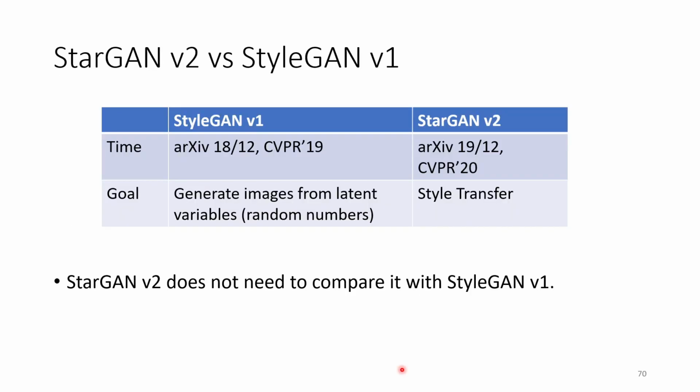And in the comparison of StarGAN v2 and StyleGAN v1, StarGAN v2 is a style transfer GAN. You must have a reference image and an input image. It transfers the style from the reference image to the input image. But StyleGAN is not a transfer GAN. It generates images from random variables. So there's no head-to-head comparison.